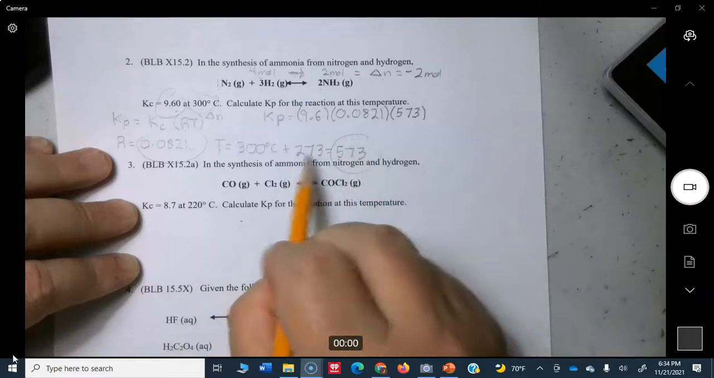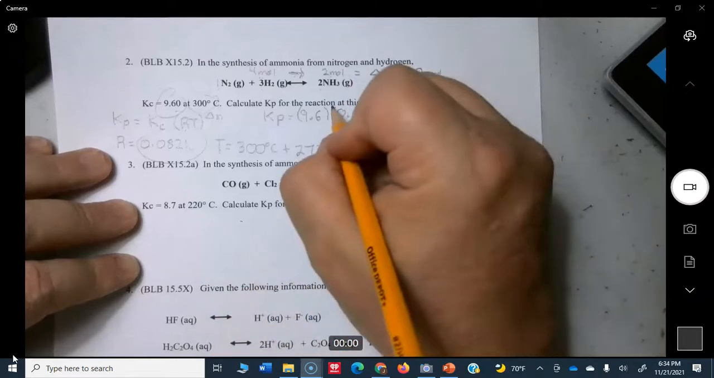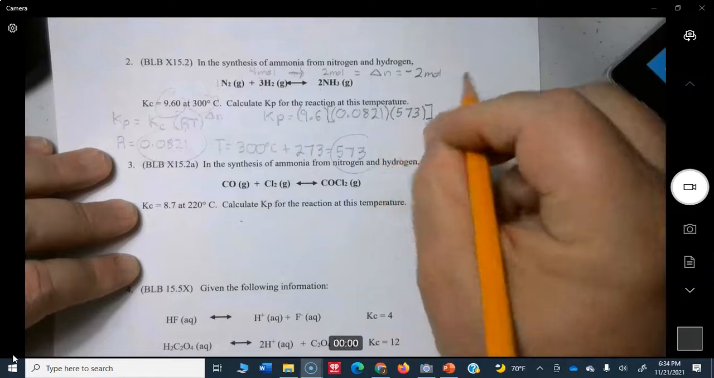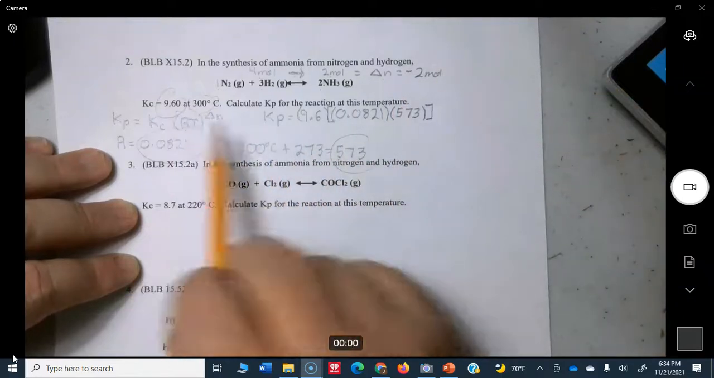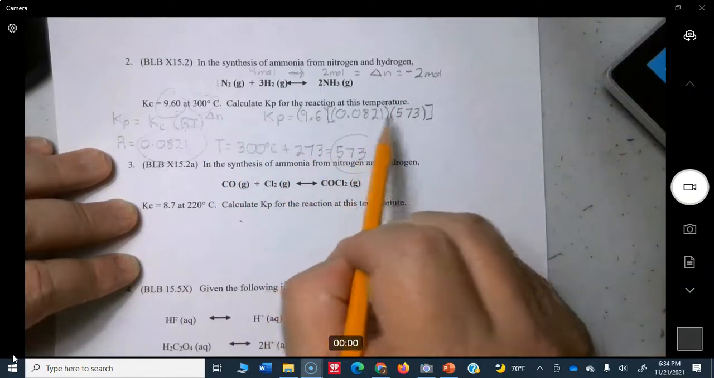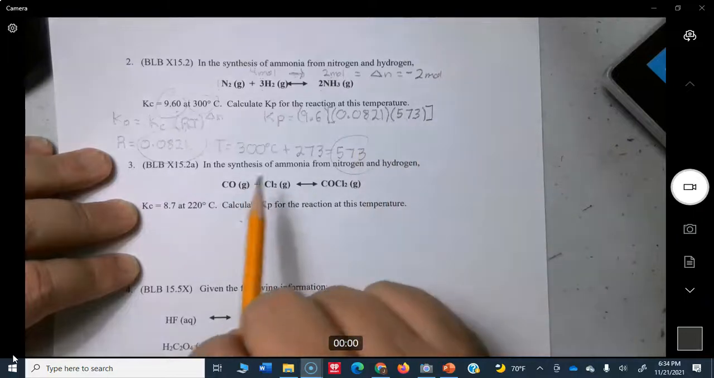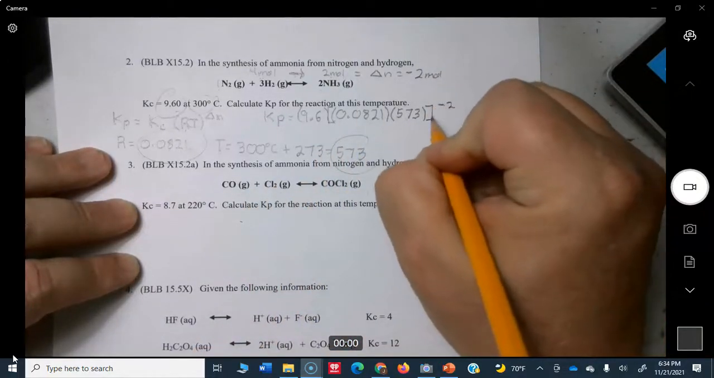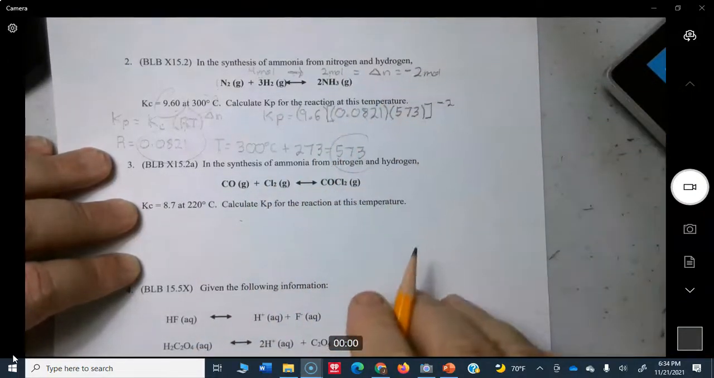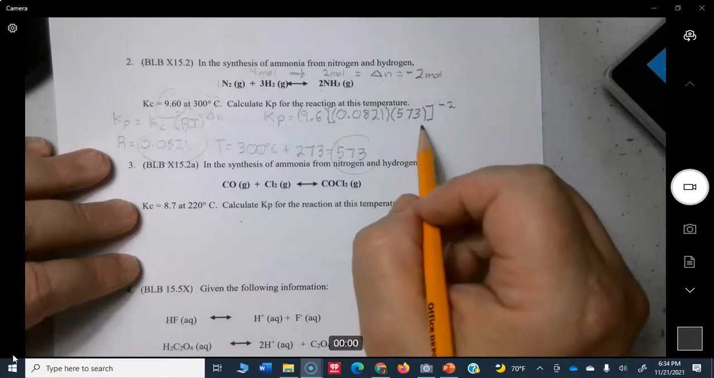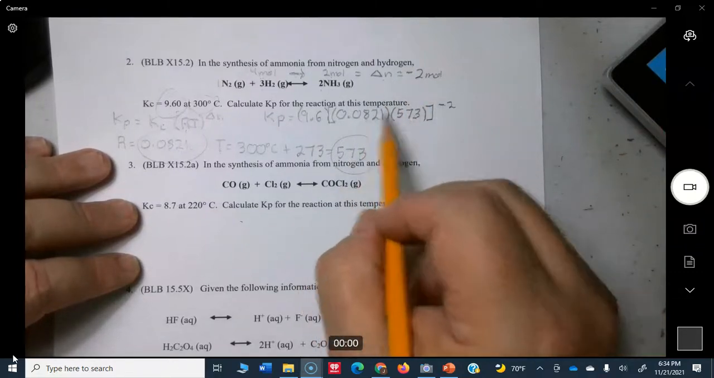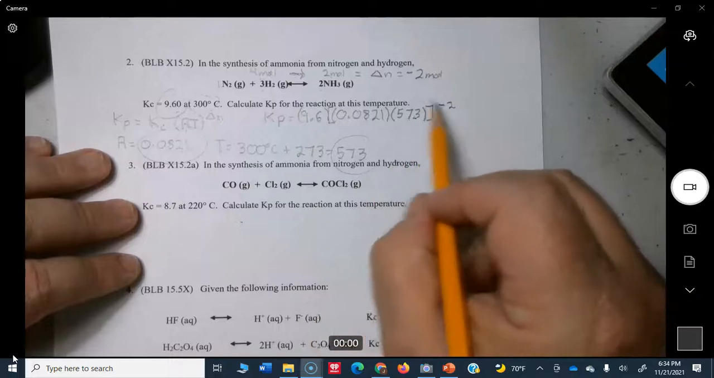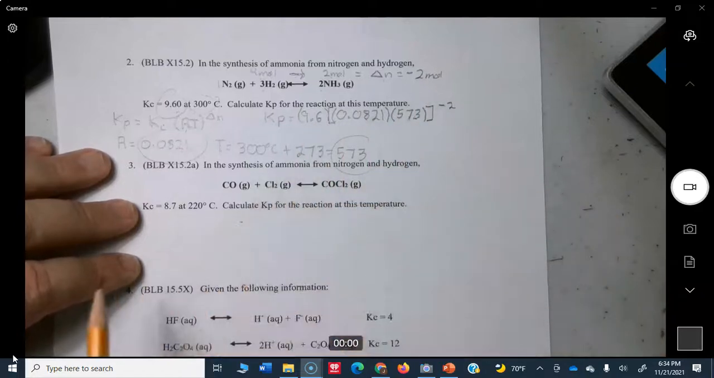Now, I don't like to use double parentheses, so I'm going to put square brackets just as a second set of parentheses. The reason I need to do that is because this entire quantity, these two multiplied together, are then, first you multiply them and then you raise them to the delta N, which is -2. So the square brackets have nothing to do with concentration or molarity. It's just a second set of parentheses. So what you're going to do is multiply these two together, raise them to the -2 power, and then once you have that number, you multiply it by 9.6.